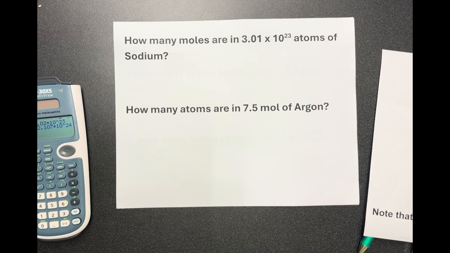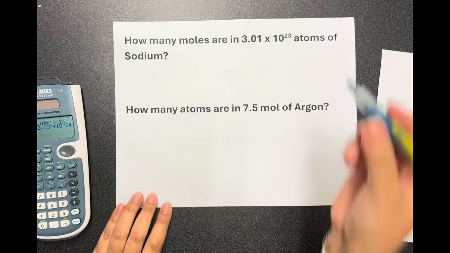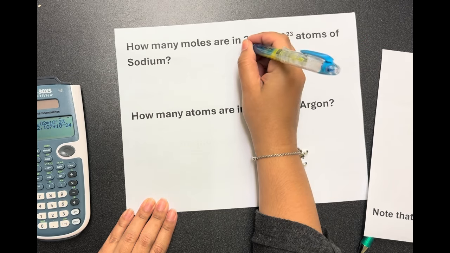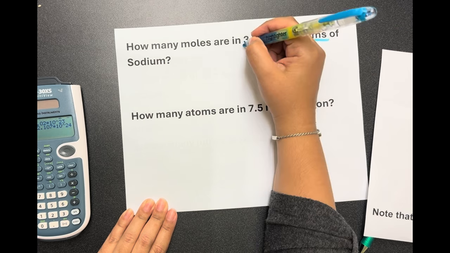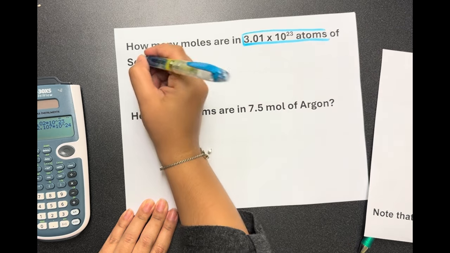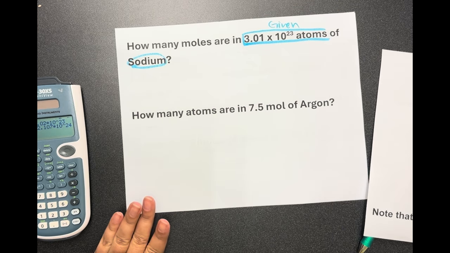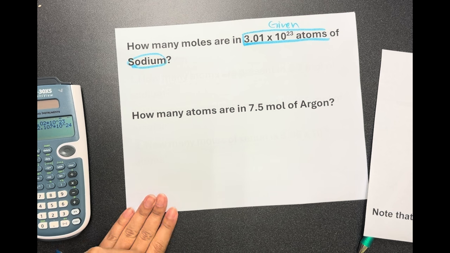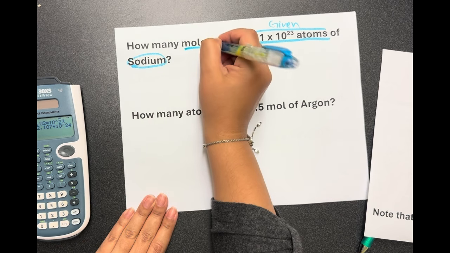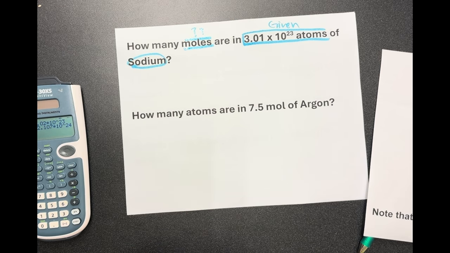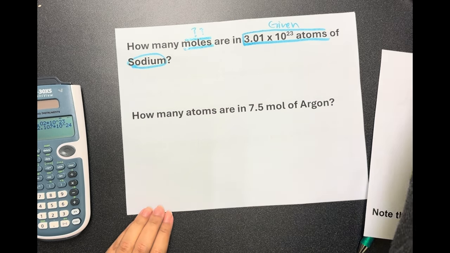Okay, so now here we have two other problems. And this one says, how many moles are there in 3.01 times 10 to the 23 atoms of sodium? Again, the first thing I'm going to do is circle, highlight, underline. I'm going to see what the question is giving me. It's giving me 3.01 times 10 to the 23 atoms of sodium, given. Next, I'm going to figure out what this question is asking me to find. It's asking me to find how many moles.